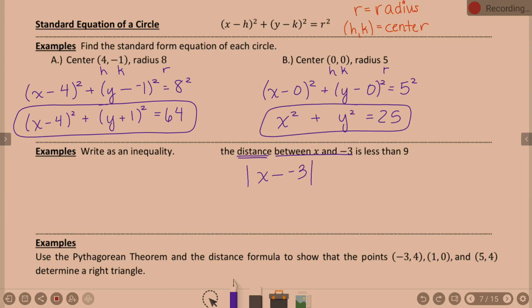And then it says what? Less than 9. Okay, there's a smidge of cleanup in that minus a negative is the same as saying plus. So we can say the absolute value of x plus 3 is less than 9. Just introducing the idea of writing the inequality with absolute value there.